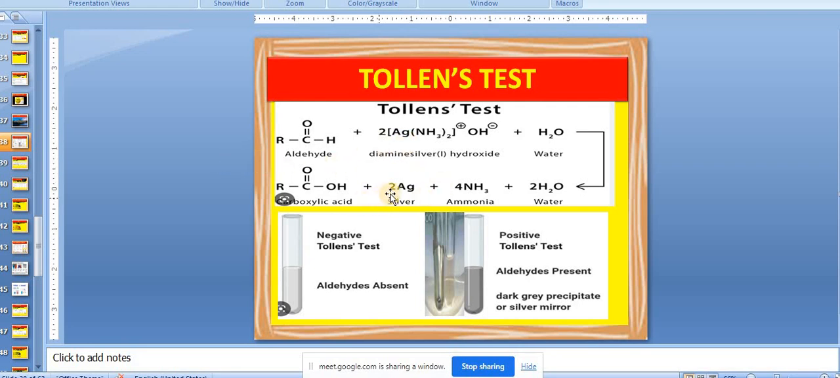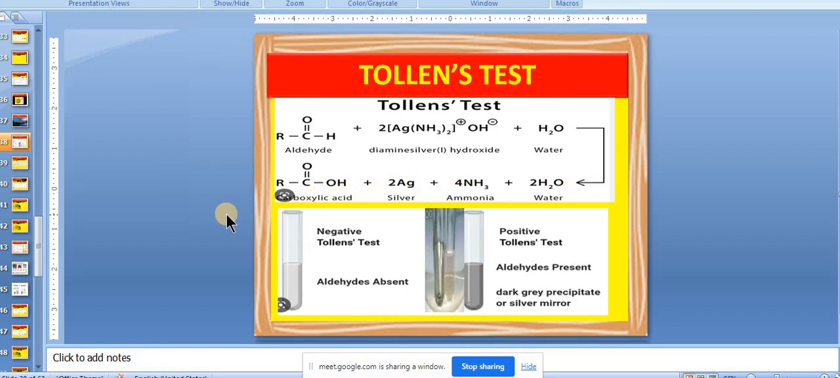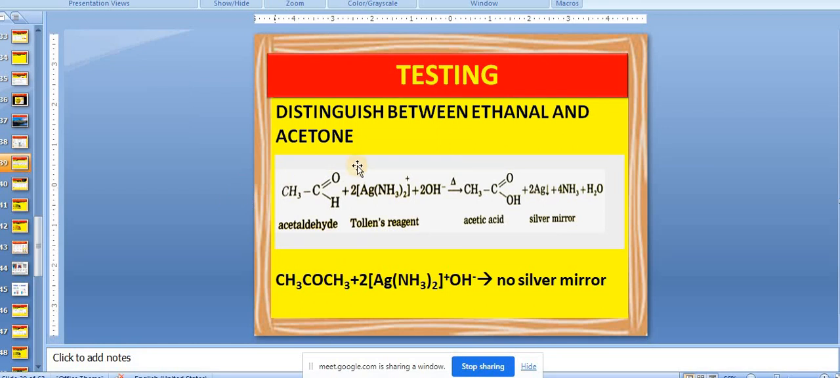So always, when a silver mirror is formed, the acid is formed as the product, and ammonia and water will also be formed. This is very easy to remember, not much difficult. So now the question comes like this: distinguish between ethanol and acetone.